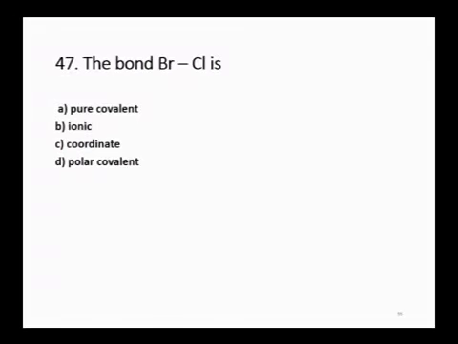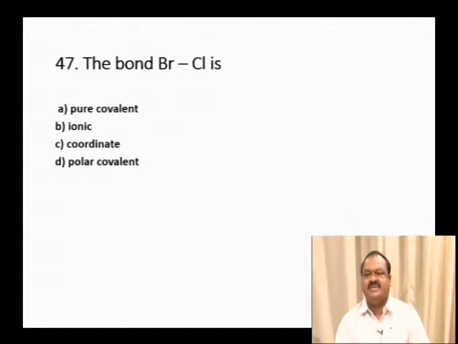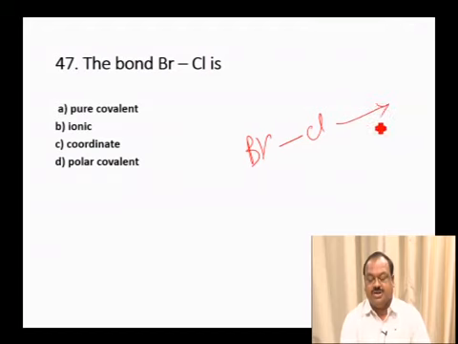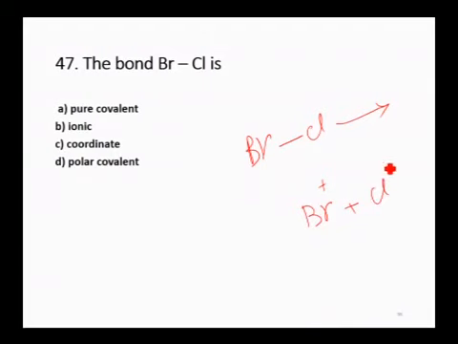Next, the bond between Br and Cl is pure covalent, ionic, coordinate, or polar covalent. When BrCl dissociates on applying energy, Br acquires a positive charge and chlorine acquires a negative charge. This indicates that the bond between Br and Cl is polar covalent because polarity is developed between the two ions. So the suitable answer is D, polar covalent.